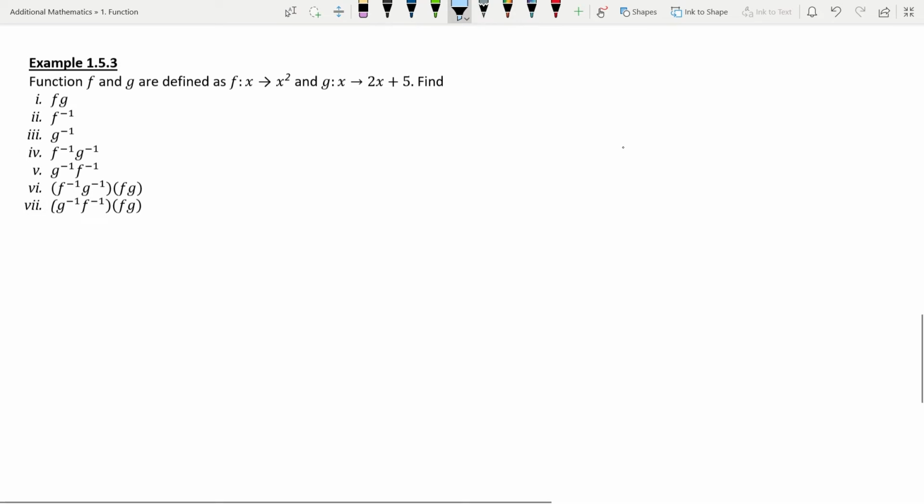Example 1.5.3. Function f and g are defined as function f such that x is converted into x squared and function g such that x is converted into 2x plus 5. Find the following. We have f of x is equal to x squared and g of x is equal to 2x plus 5.